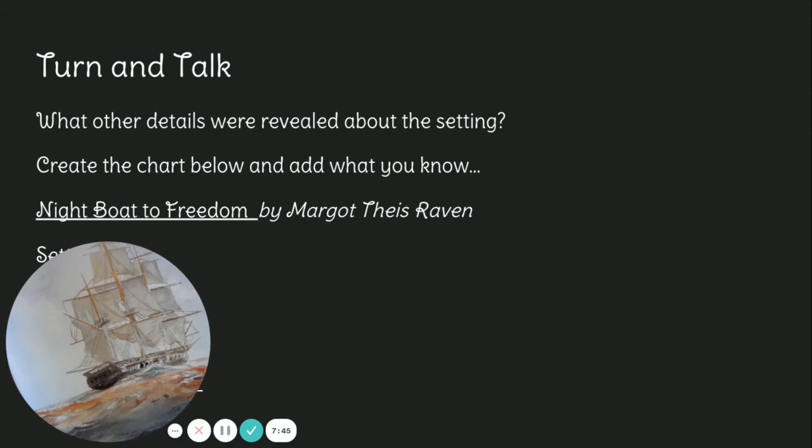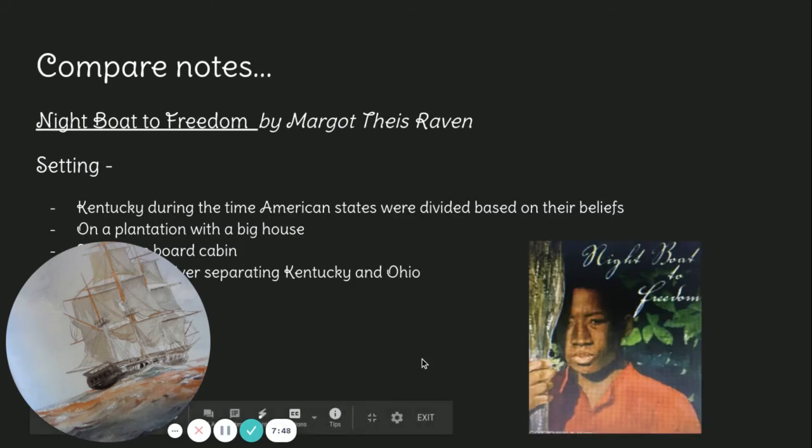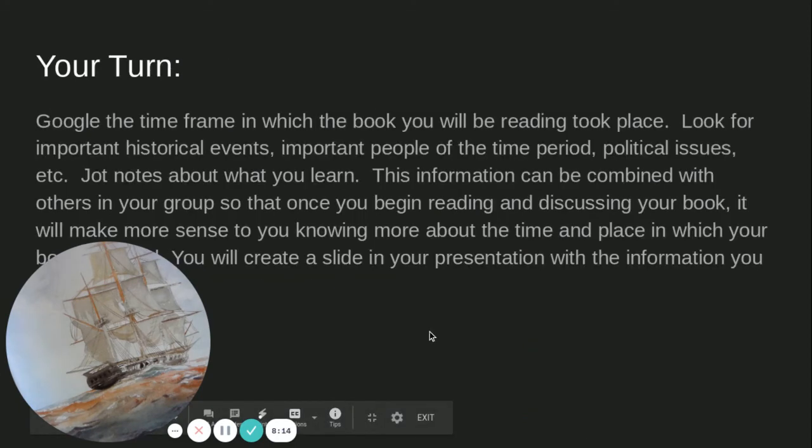So what I want you to do is think on what we know about the setting. We know that it's in Kentucky during the time when the American states were divided based on their beliefs. It's on a plantation with a big house, and they live in this pine board cabin. The only thing separating them from freedom is the river between Kentucky and Ohio. If they can just get on a boat and get across that river without getting caught, then they can be in Ohio and free from slavery. So that tells you a little bit about the time frame, so that when we read this book, you're going to be able to understand what's going on.